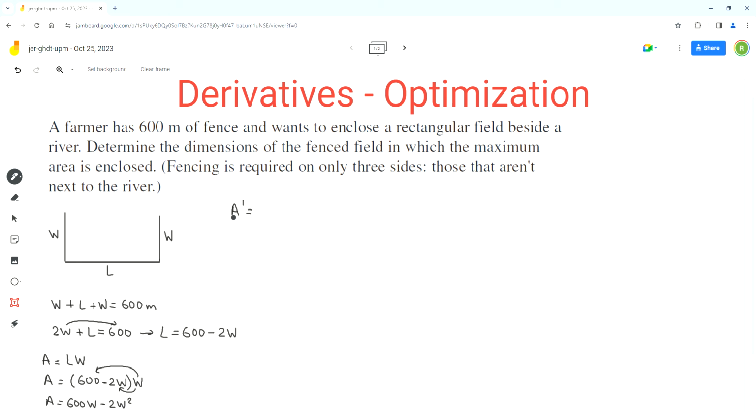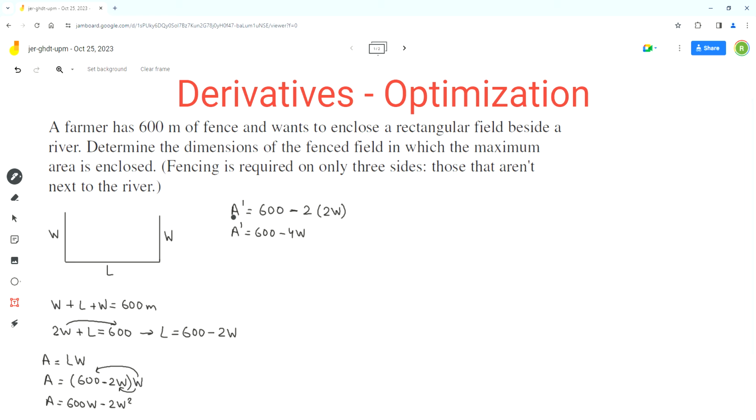So for 600W, the derivative will just be 600. And then for 2W squared, so 2 is the coefficient of the term, so it will stay as it is. And the derivative of W squared will be 2W. Now we can simplify this equation. So A prime equals 600 minus 4W.